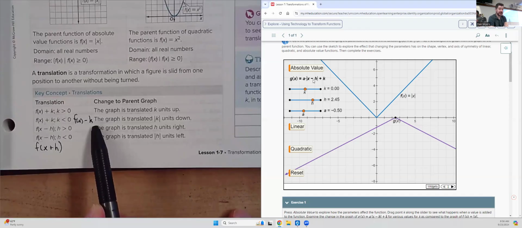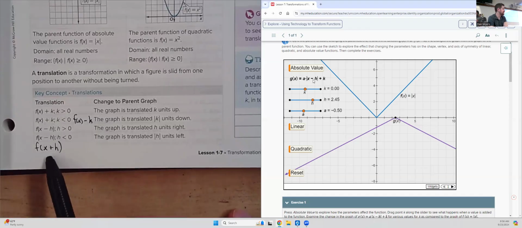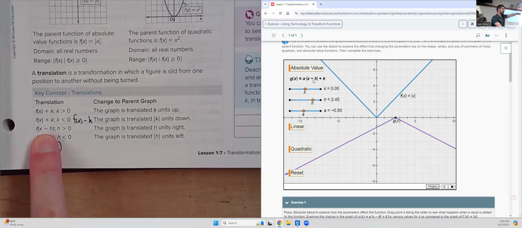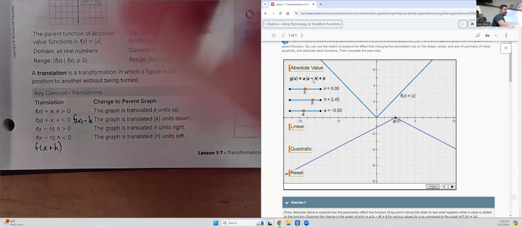So directionally, things feel backwards when we're talking about horizontal translations. Horizontal meaning left or right. If you change where the x is on the x-axis, it's going to feel a little bit backwards. For the y values, it just kind of makes sense with what you think. Plus means up, minus means down. But with x values, minus means positive, and plus means go negative. All right. Let's keep going.